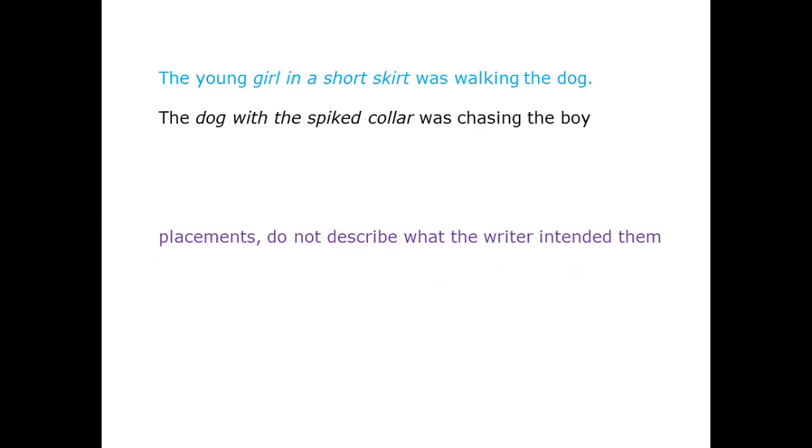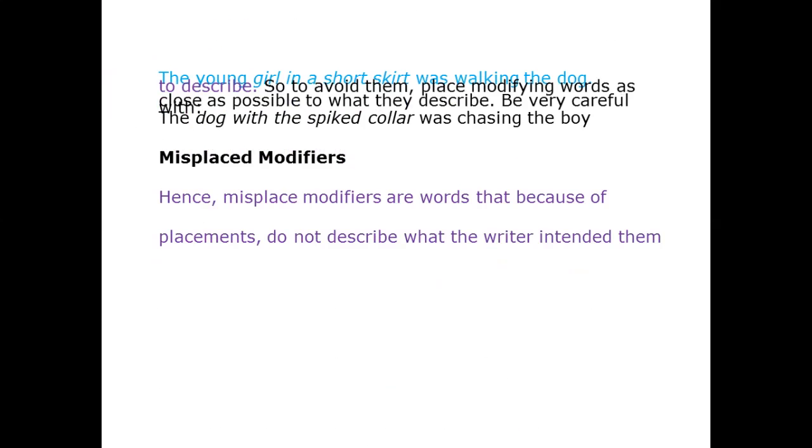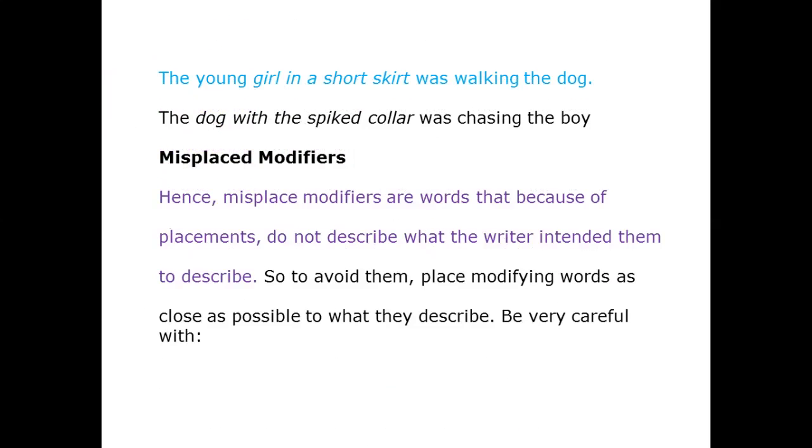Placements. So, the young girl in a short skirt was walking the dog. The dog with a spiked collar was chasing the boy. Misplaced modifiers are words that, because of placement, do not describe what the writer intended them to describe. So to avoid them, place modifying words as close as possible to what they describe, before or after.